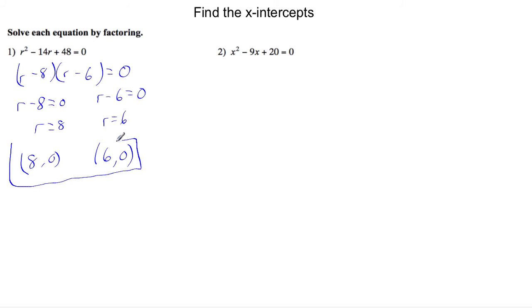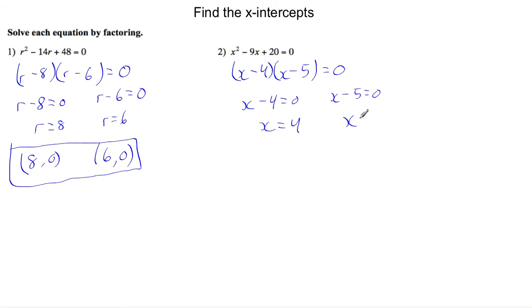And then for the next one, I'm going to factor this. Two factors of 20 that add up to get negative 9 are negative 4 and negative 5. So if I set each factor equal to 0 and solve, I'm going to get that x is equal to 4 and x is equal to 5. So I get 4 comma 0 and I get 5 comma 0.